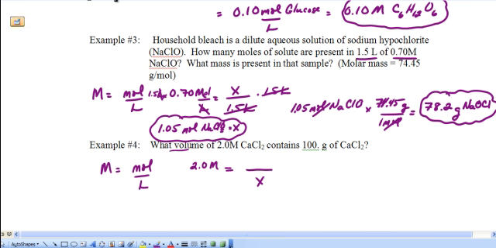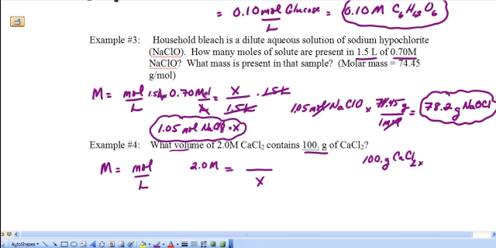So therefore, we must be able to know or figure out what the number of moles of solute is. Well, it doesn't tell us in the question how many moles we have. It tells us that we have 100 grams. So we can change grams into moles by using the molar mass. So 100 grams of calcium chloride.